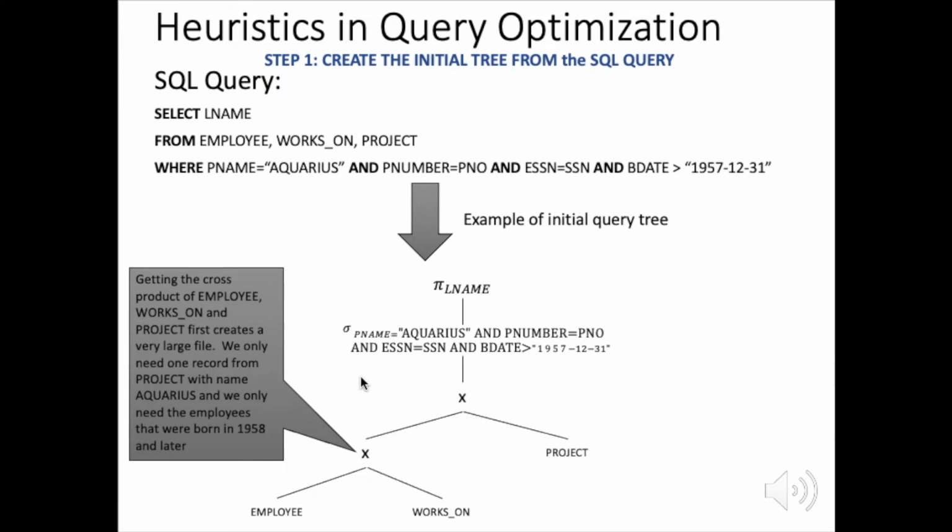But actually, we only need one record from this project table, and that is the project with pname equal to Aquarius, and we only need a few records of the employees that were born in 1958 and later. So, medyo inefficient talaga itong tree na to. Luckily, we can improve it in the next step.